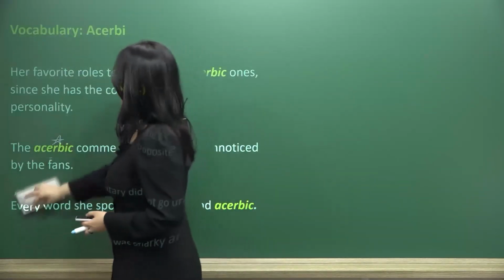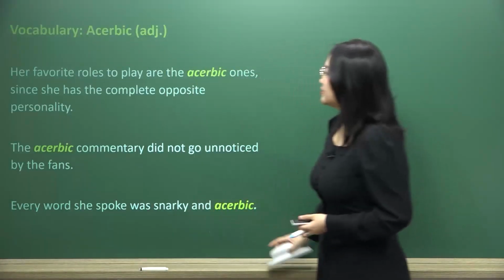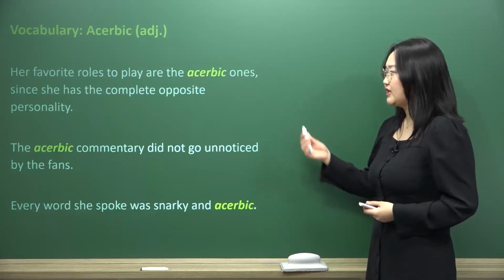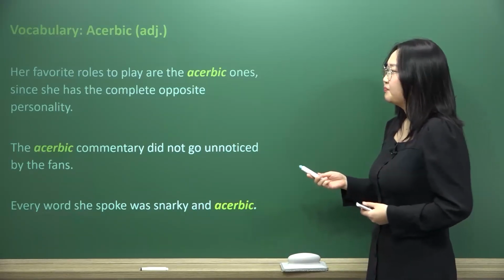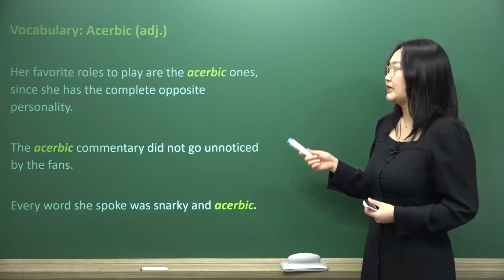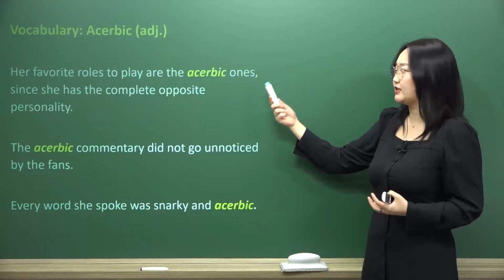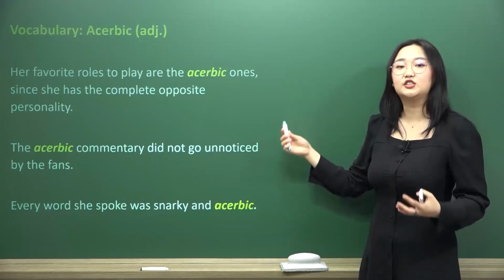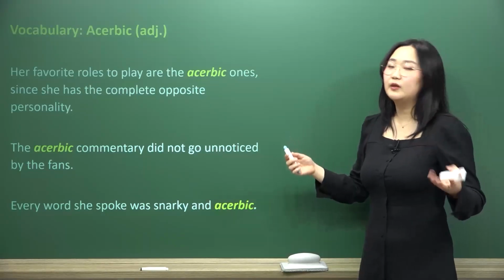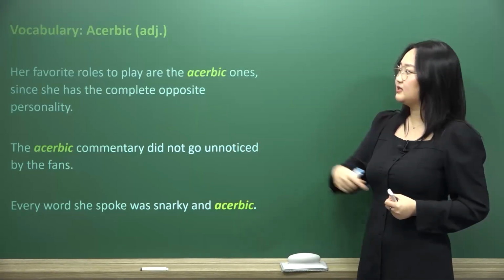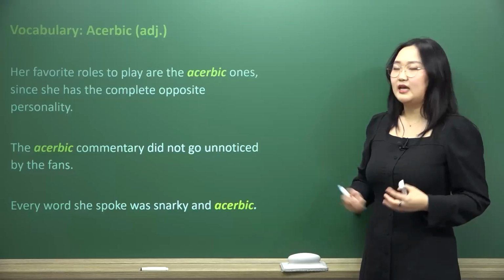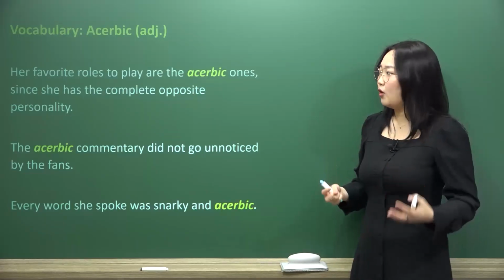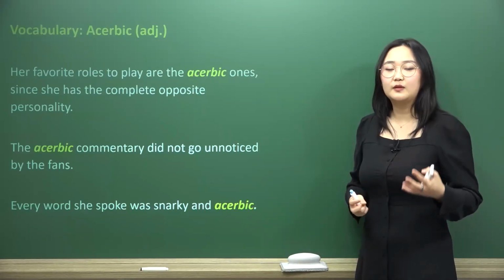And so let's look at our sentences for this one. Her favorite roles to play are the acerbic ones since she has the complete opposite personality. What do you think this might mean in this context here? If I say that her roles that she likes to play are acerbic because she has the opposite personality, probably we would want to use an antonym to describe this person, this actress. We might say that she is a very friendly or outgoing or very kind, or perhaps a very mundane person as well.